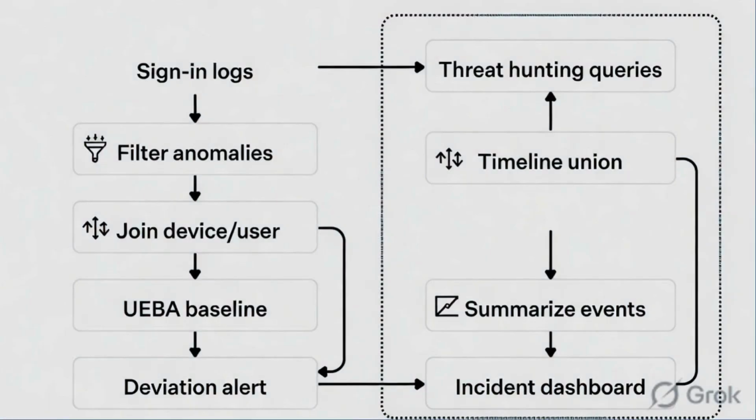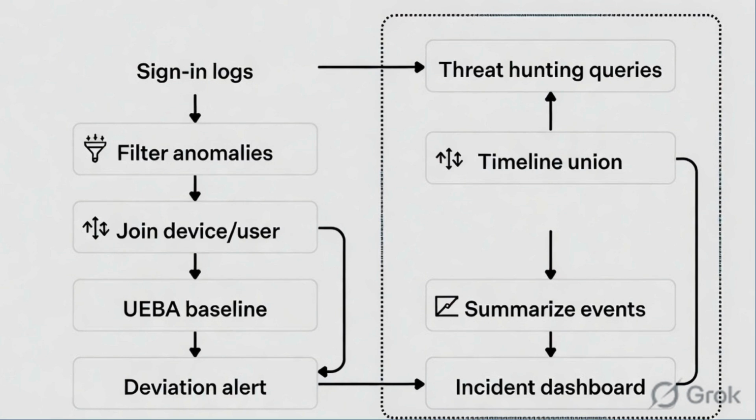Check out this side by side. It shows two powerhouse KQL patterns in security analytics. On the left, sign-in logs flow in. First filter anomalies like impossible travel, odd hours, or new countries. Then join with device or user context for richer signals. This feeds into the UEBA baseline, normal behavior built over time, and any big deviation triggers an alert. Proactive user behavior monitoring at its best.